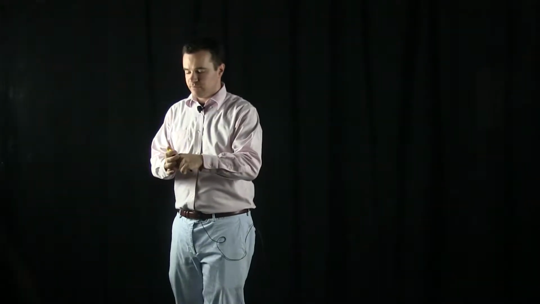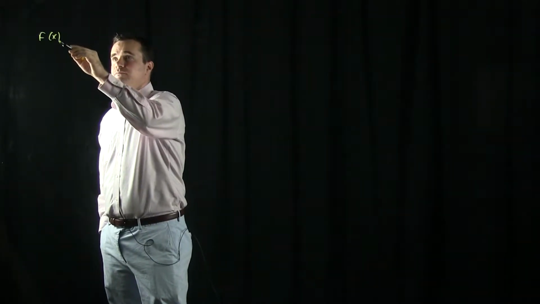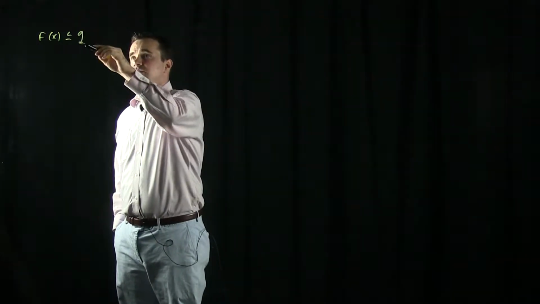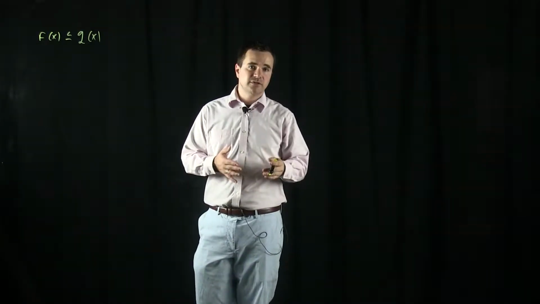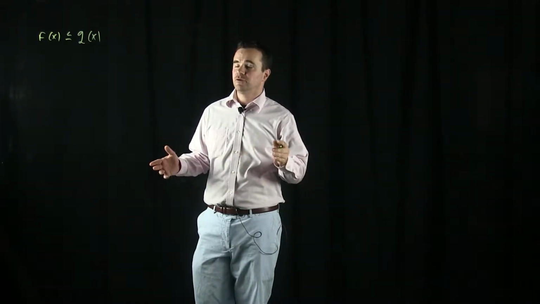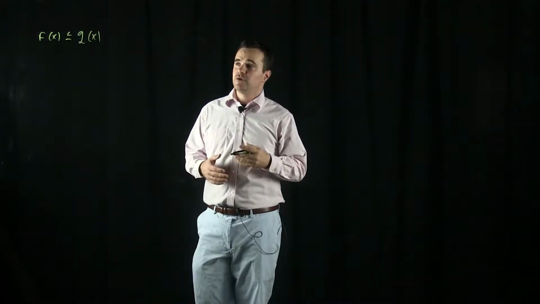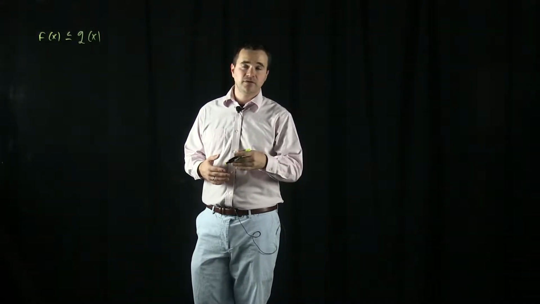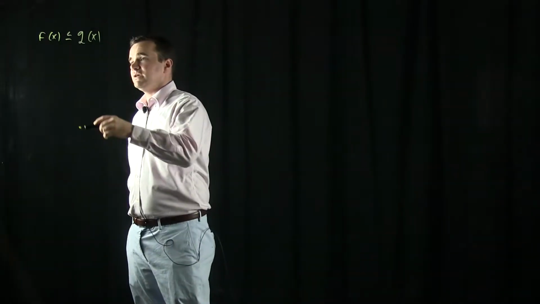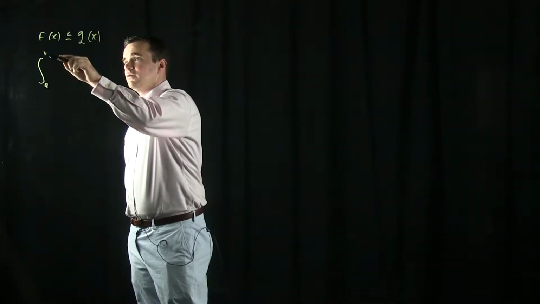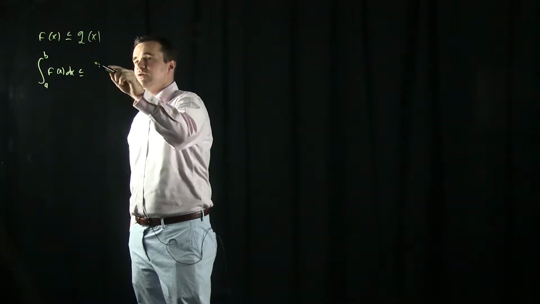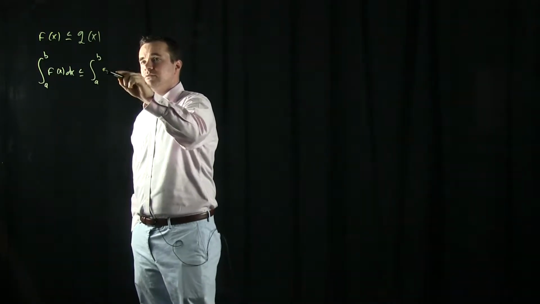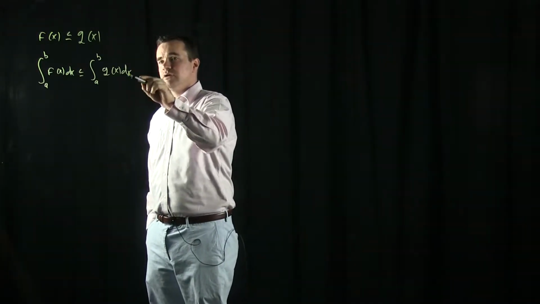But let's try to give a formal proof. Say you've got two integrable functions, f of x and g of x, and for every x in their domain, f of x is less than or equal to g of x, and they're both defined on an interval from a to b and both integrable on that interval. Then I want to say that the integral from a to b of f of x is less than or equal to the integral from a to b of g of x. So that's always going to be true.